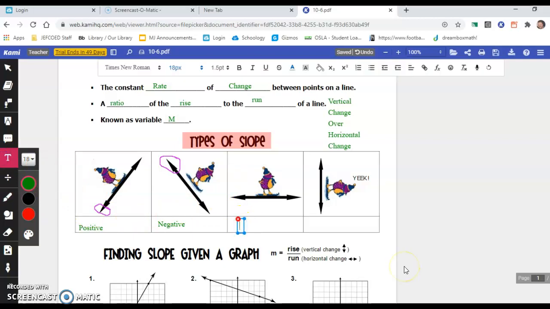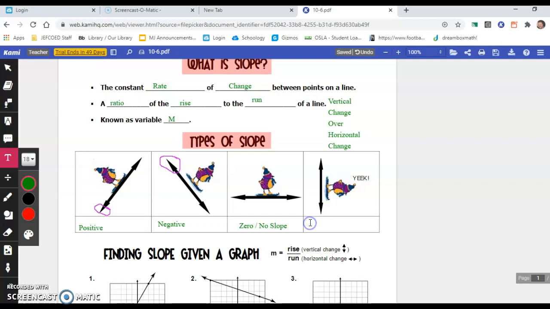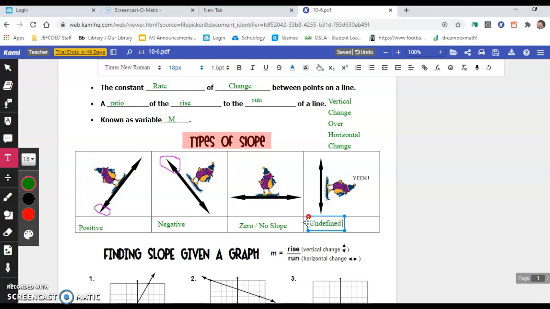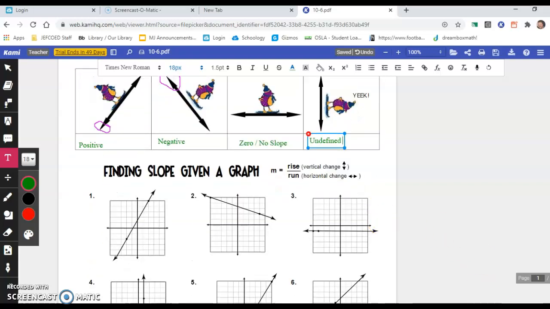Then the next one, guys, you have zero slope, or no slope. This one is just a straight horizontal line, and it's not going up, it's not going down, it's almost just flat. There's no slope at all. And then the last one is undefined, because it's a straight vertical line on your axis. You don't know if it's going up or down in one direction or the other. That's why it's undefined.